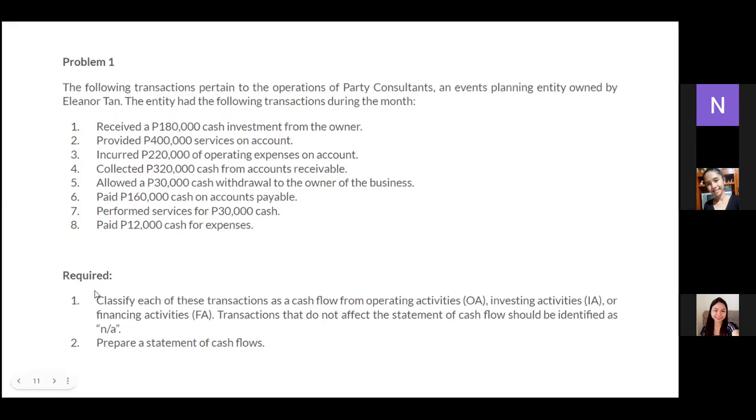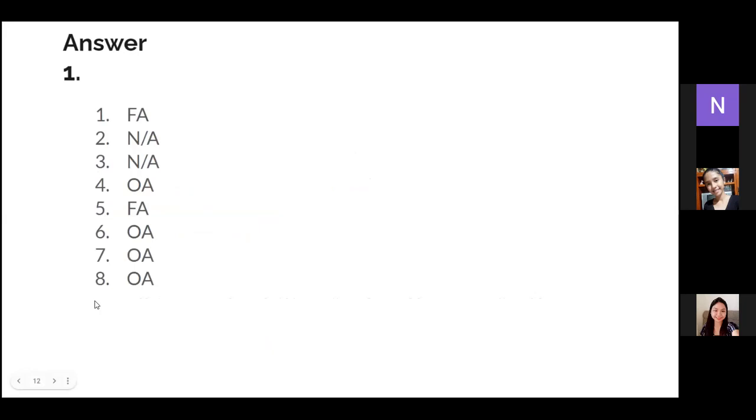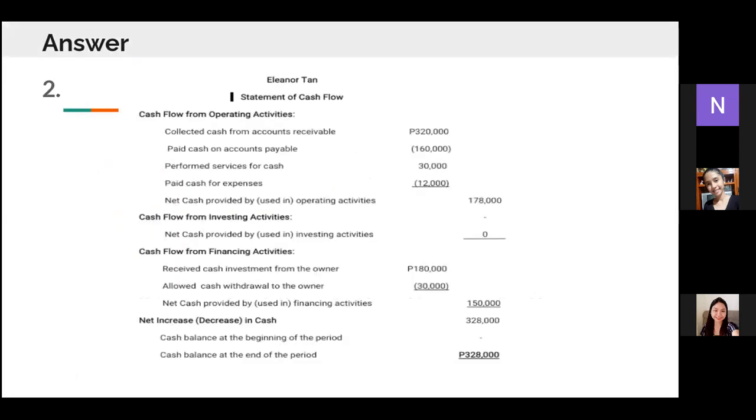So for the second requirement, ito yung answer, oh. Hindi ko na nalagay explanation. For the second requirements naman, yung pag-prepare ng statement of cash flow. So, na-identify na natin or na-classify na natin yung 8 transactions. If it is under operating activities, investing activities, or financing activities. So now, nag-prepare na. Here, we prepared statement of cash flow of Eleanor Tan.